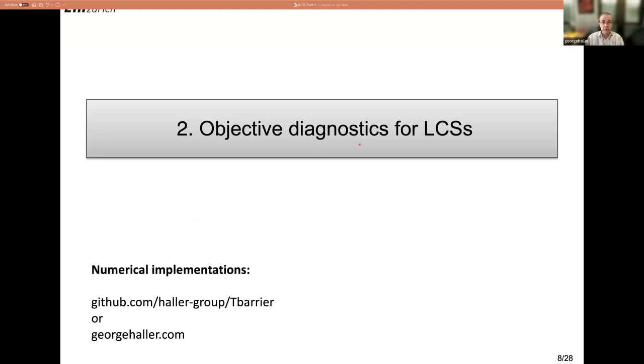So again, numerical implementations of these are available either in these toolboxes, or if you don't remember this GitHub link, you can just go to my website. So what are some of the objective diagnostics that help you?